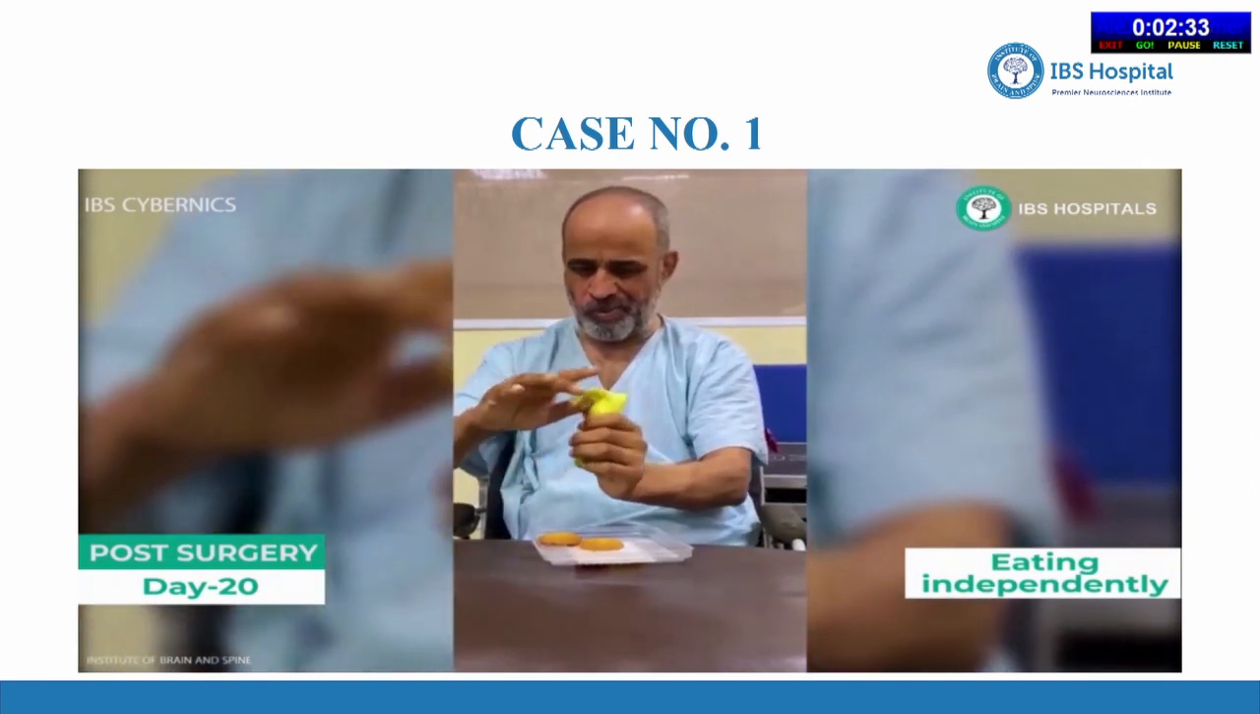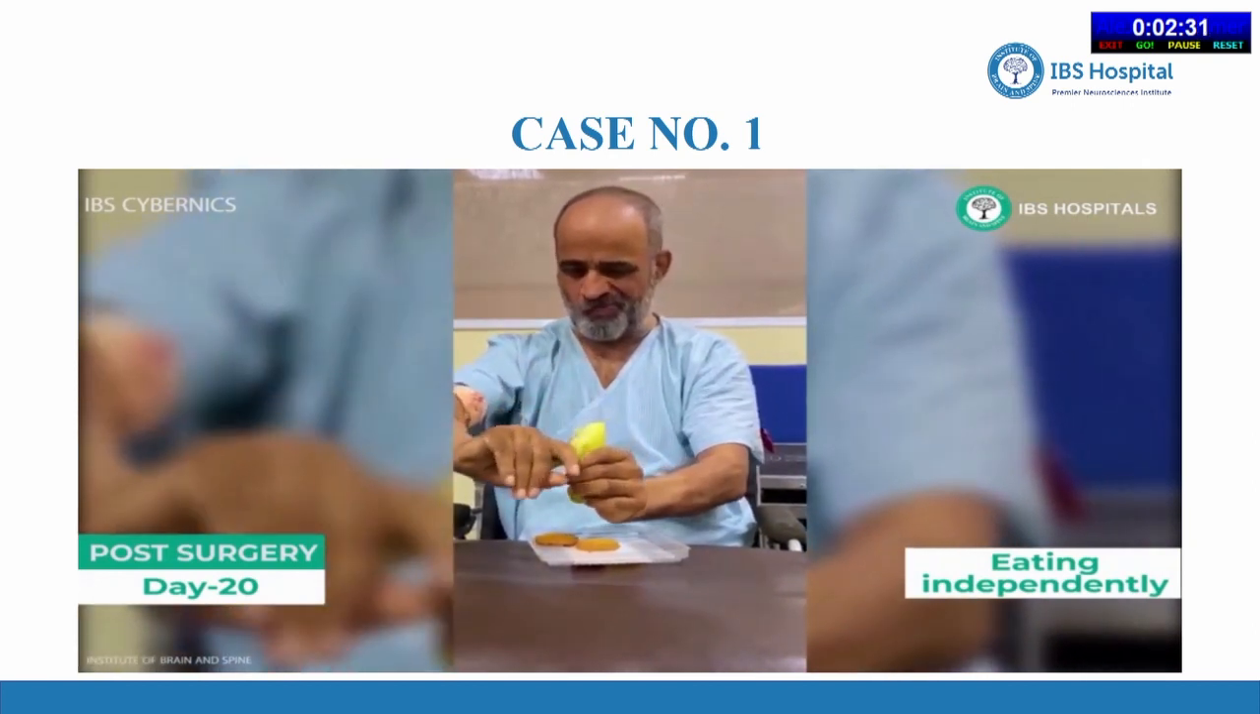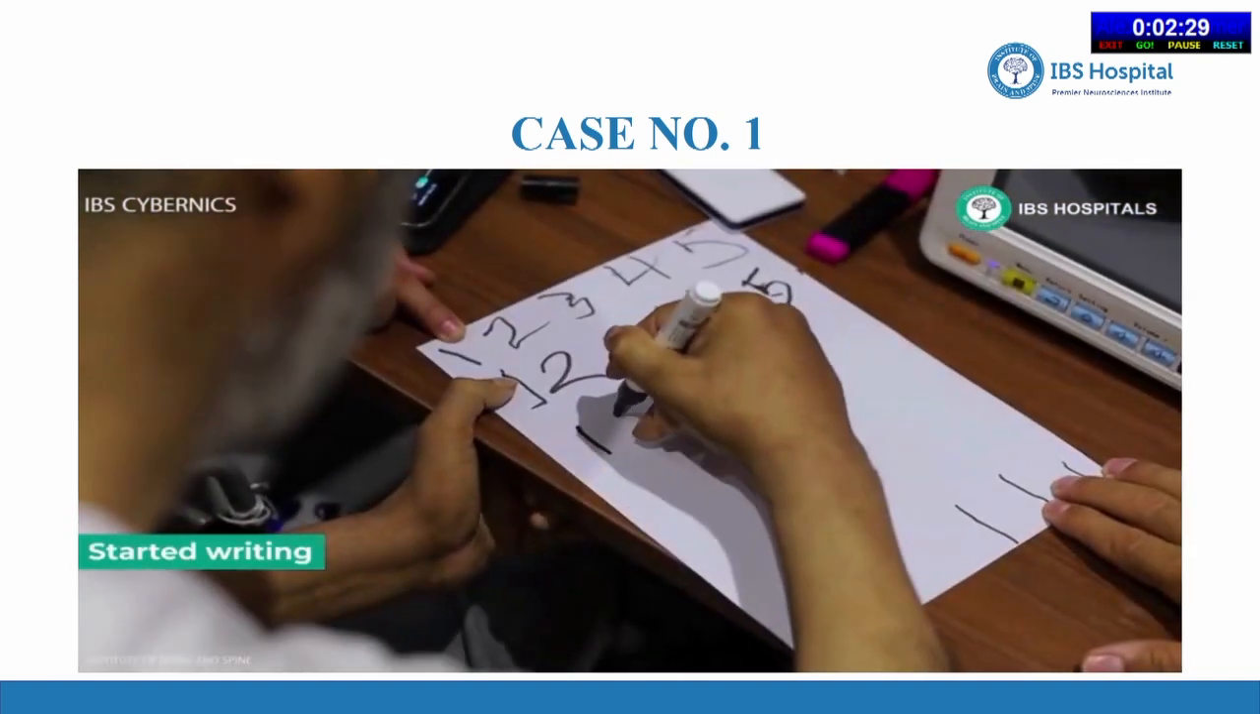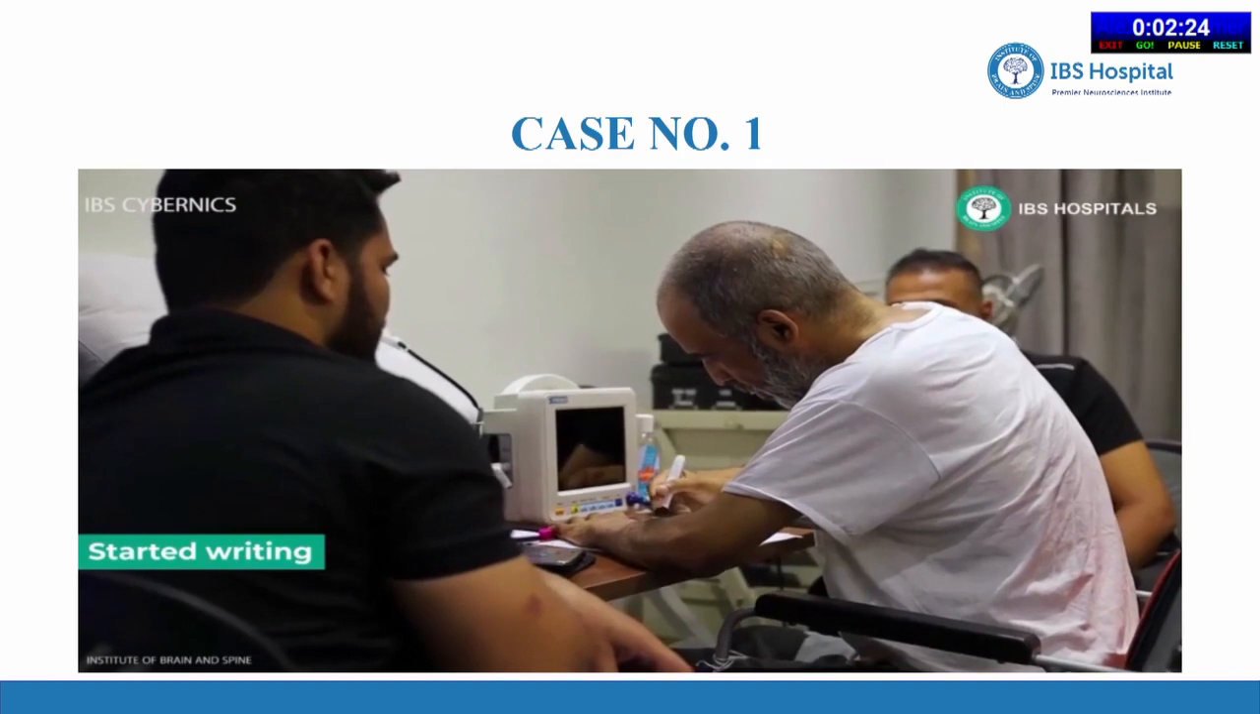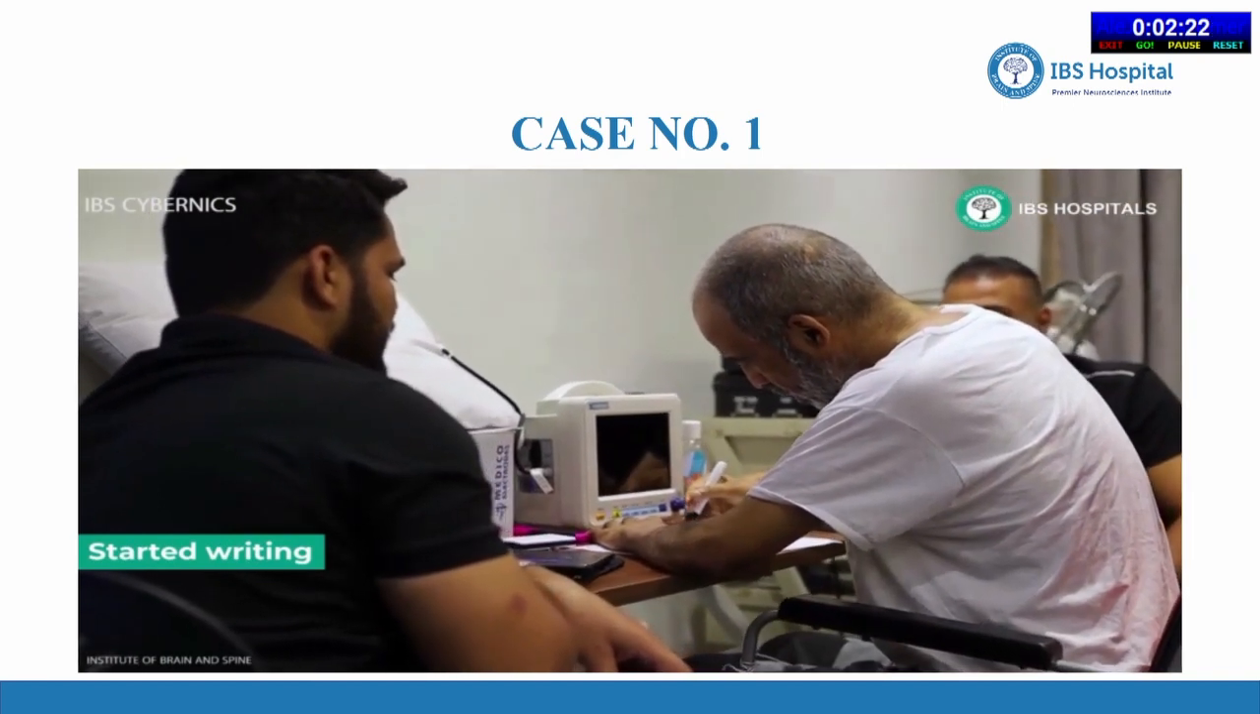Look at the truncal control as well. Why do we want to go to T1 and T2? Because we want to stimulate the thoracic interneuronal group for the truncal recovery. This writing is day 5, day 15 and day 25.